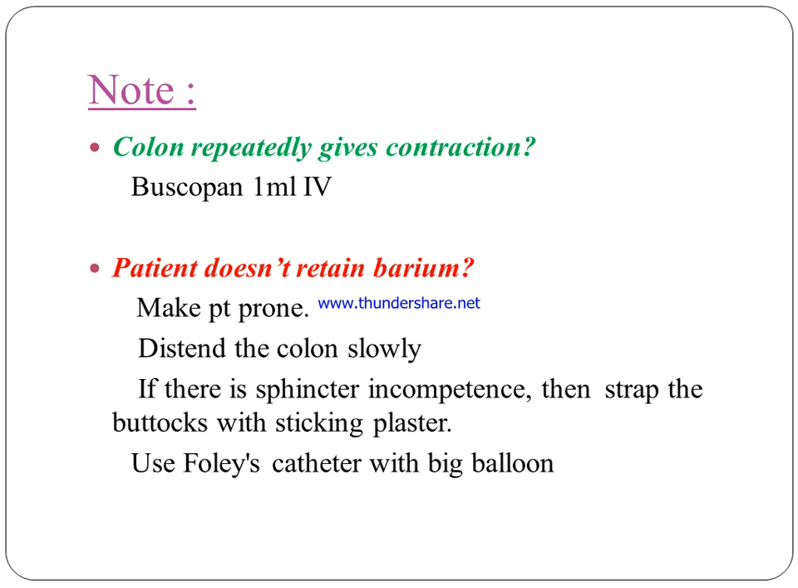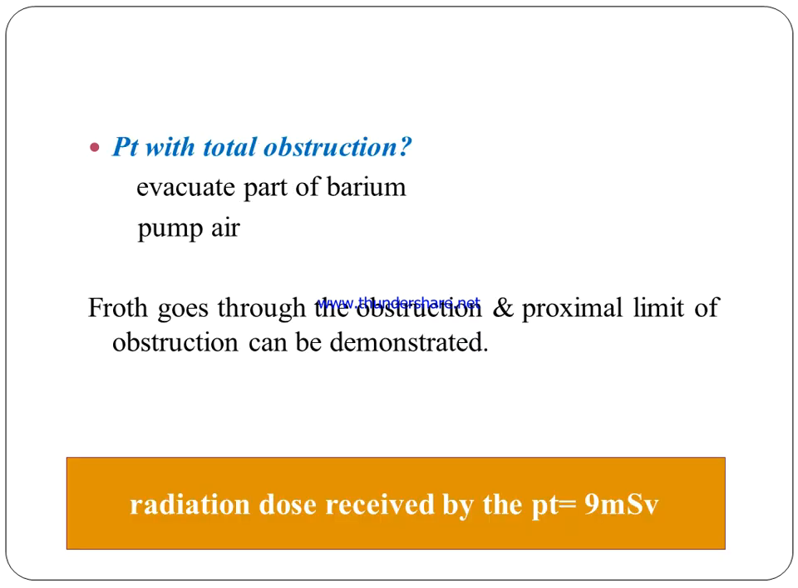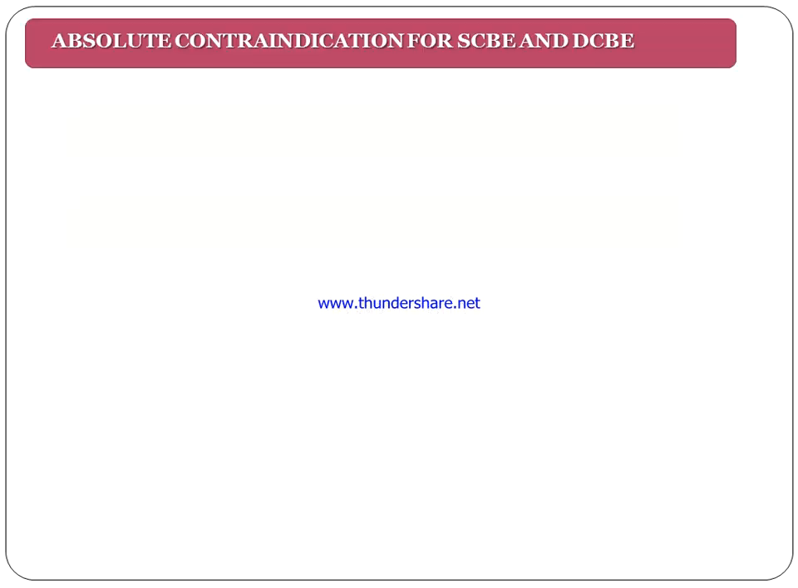Note, there are some points. If the colon contracts repeatedly, give Buscopan 1 ml IV. If the patient does not retain barium, make the patient prone and distend the colon slowly. If there is sphincter incompetence, strap the buttocks with sticking plaster. Use a Foley catheter with a big balloon. In a patient with total obstruction, evacuate part of the barium and pump air. Froth goes through the obstruction, and the proximal limit of the obstruction can be demonstrated.